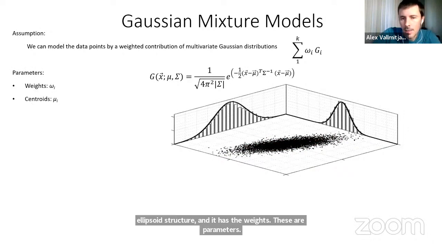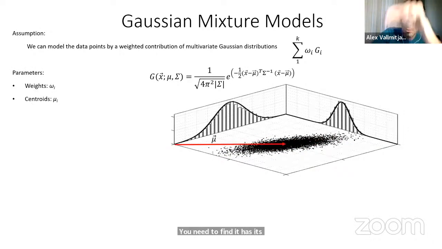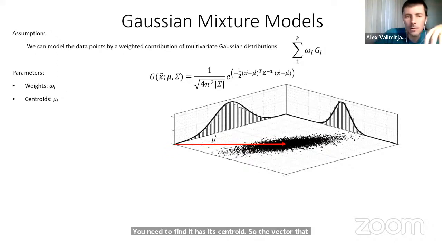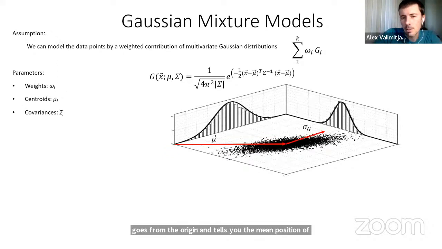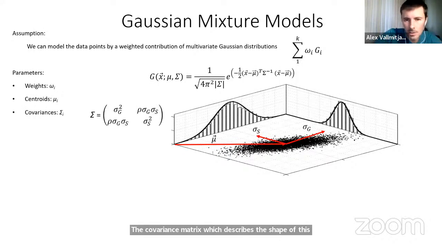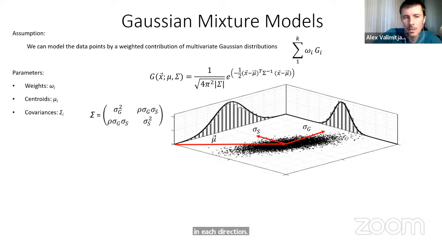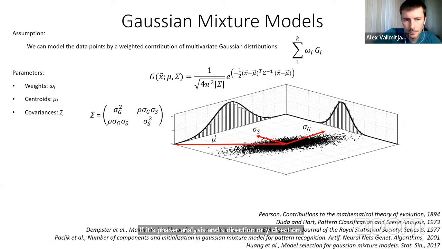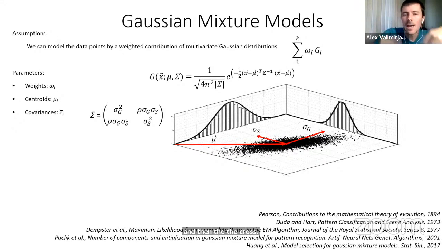It has its centroid, so the vector that goes from the origin and tells you the mean position of your cloud. The covariance matrix, which describes the shape of this cloud, which is a combination of the standard deviations in each direction. It's this matrix here, so it's a standard deviation in the X or G if it's phasor analysis, and S direction or Y direction, and then the cross correlation of the two. And what you need to do is, given your set of points, attempt to find the best combination of these numbers that describe your data.